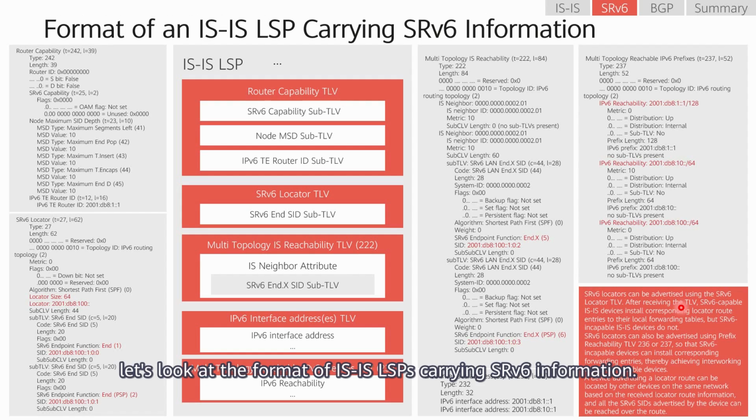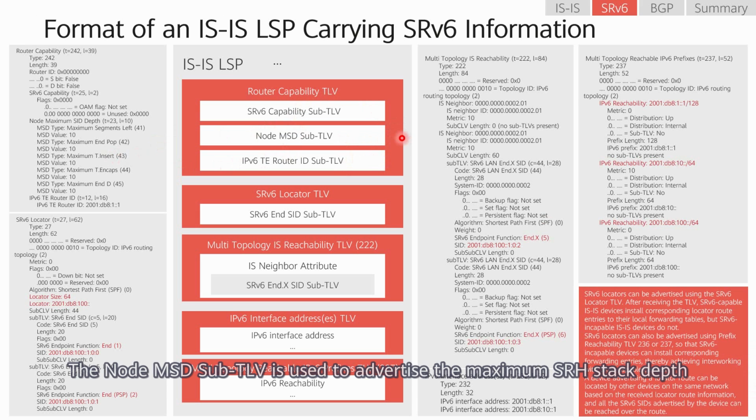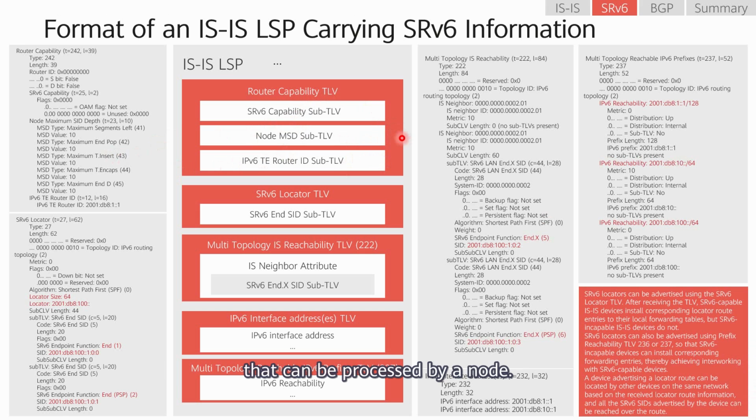Moving on, let's look at the format of IS-IS LSPs carrying SRv6 information. These LSPs carry a lot of SRv6 related information in comparison with common IS-IS LSPs. For example, they carry the router capability TLV, which contains the SRv6 capability sub-TLV, node MSD sub-TLV, and IPv6 TE router ID sub-TLV. The node MSD sub-TLV is used to advertise the maximum SRH stack depths that can be processed by a node.